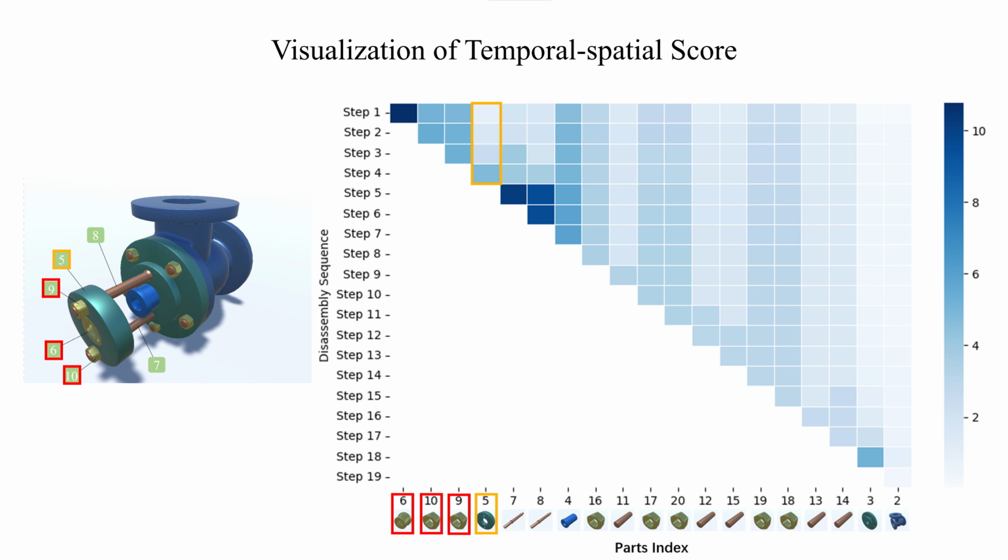component increases with time. After the removal of component 10, the temporal spatial score of component 7 also shows a significant increase. This is because part 10 is also a fastener that restricts part 7, and once removed, part 7's temporal score rises, leading to an increase in its overall temporal spatial score.